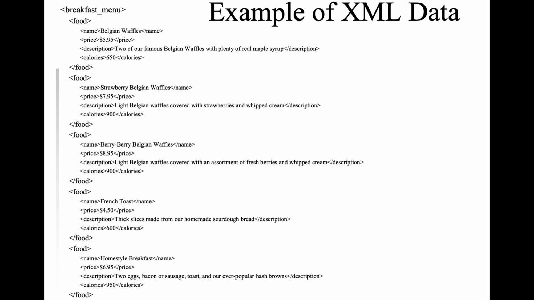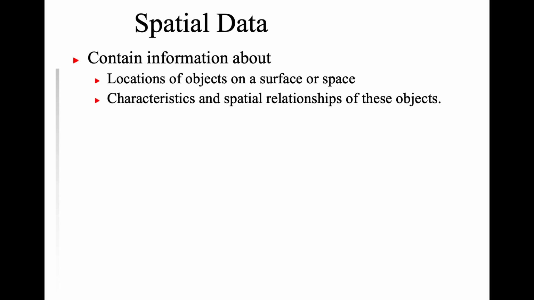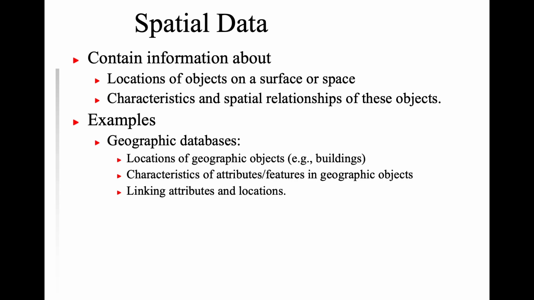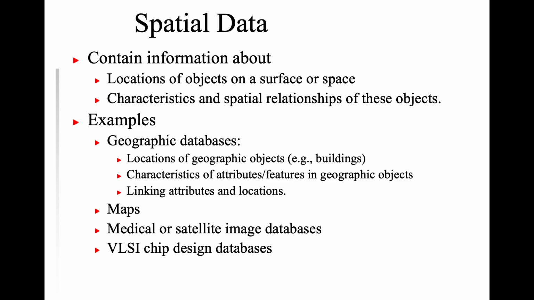And here is an example of XML data, spatial data, which contains information about location and geographic information. And any information actually about the location and shape of, and the relationship among, geographic features. So for example, maps, satellites.